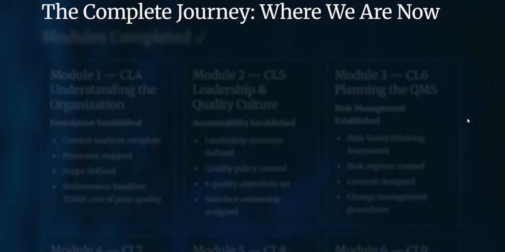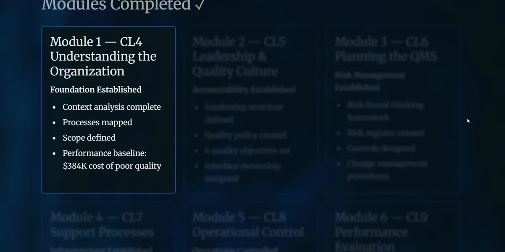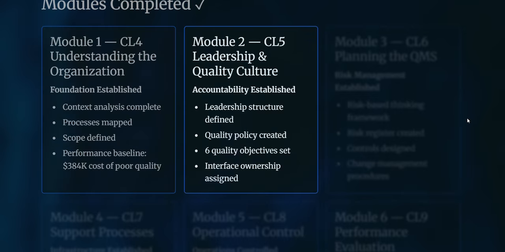Complete journey, where we are now. Let's recap from Module 1. Module 1, Class 4, understanding the context of the organization. There we have established the foundation, and we have covered context analysis completed, processes mapped, scope defined, and performance baseline of cost of poor quality identified. Then we move to Module 2, which is Class 5, Leadership and Quality Culture. Accountability has been established there, and we have covered leadership structure defined, quality policy created, 6 quality objectives set, and interface ownership assigned.